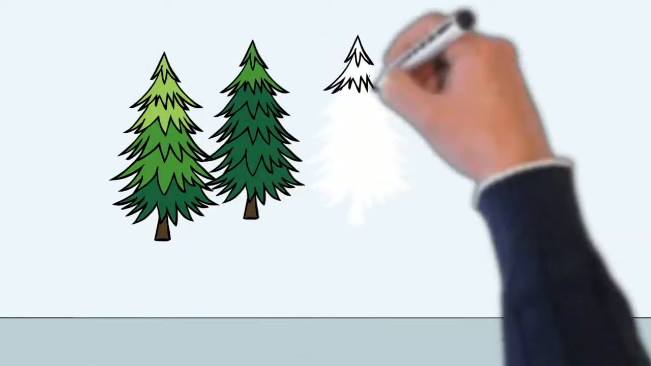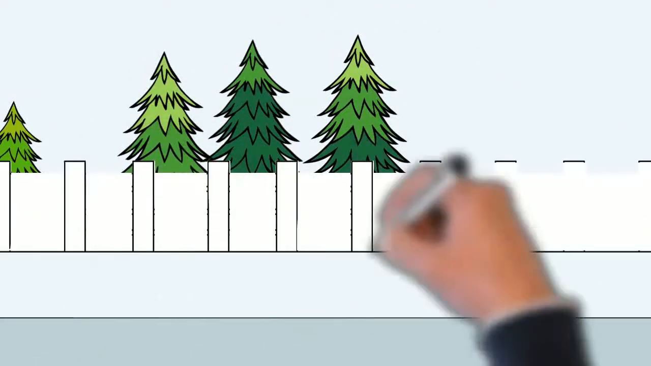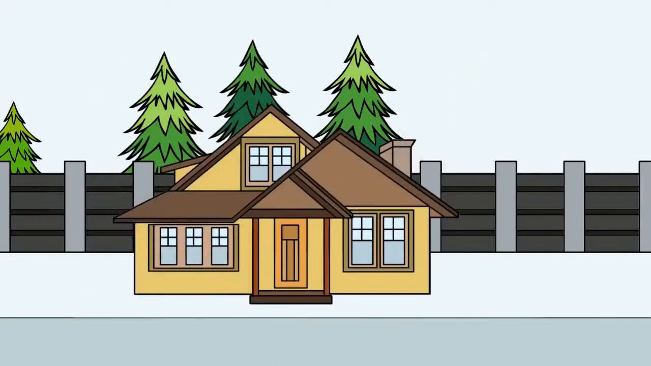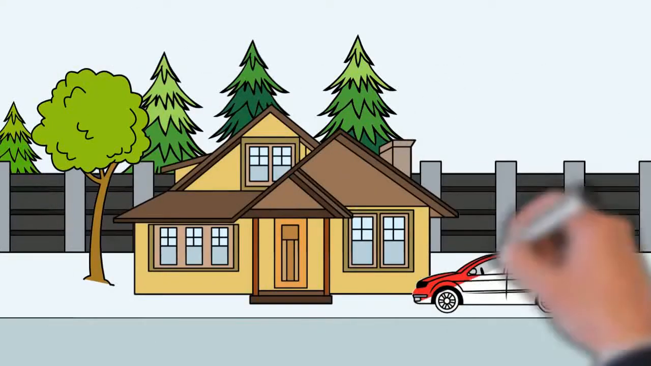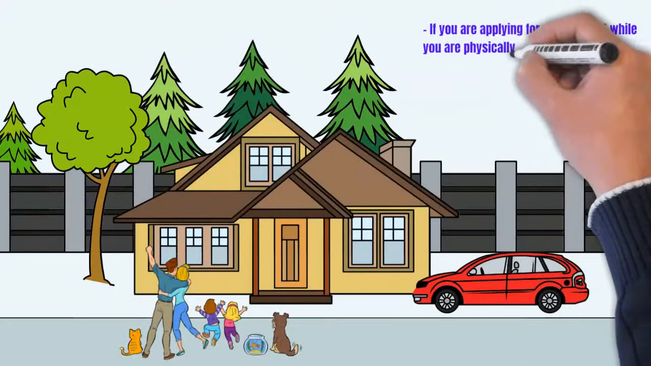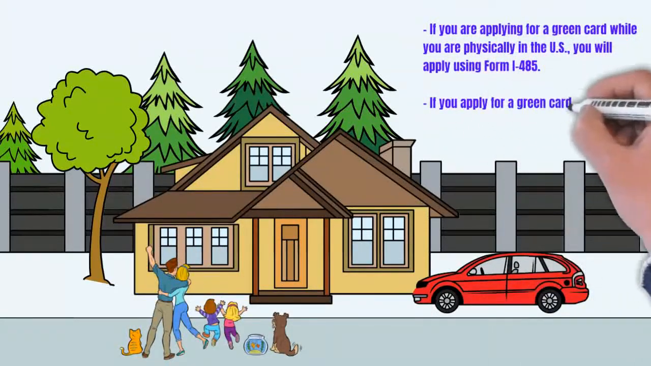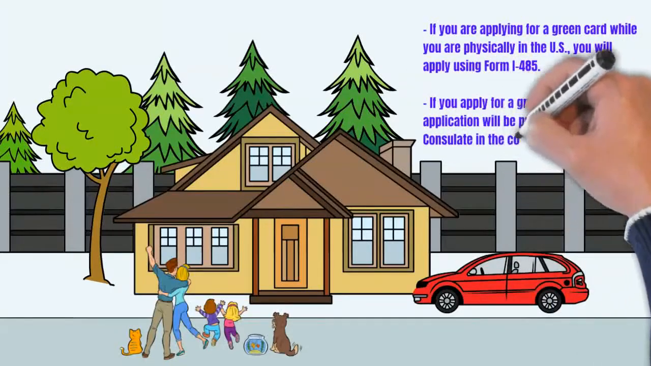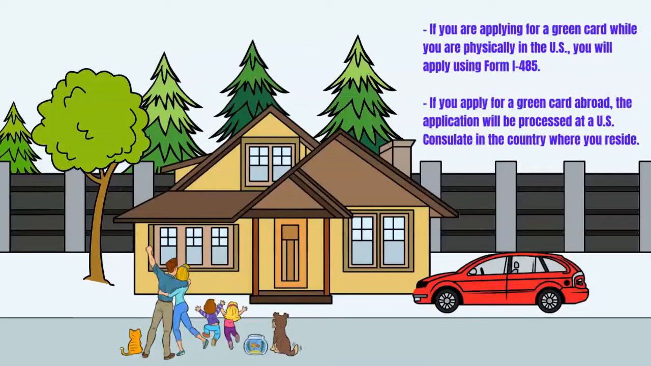Foreign nationals may qualify to apply for permanent residency in the US through many avenues, including employment, family, investment, or humanitarian relief. If you are applying for a green card while you are physically in the US, you will apply using Form I-485. If you apply for a green card abroad, the application will be processed at a US consulate in the country where you reside.